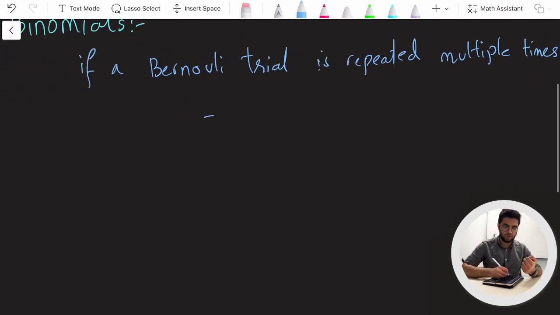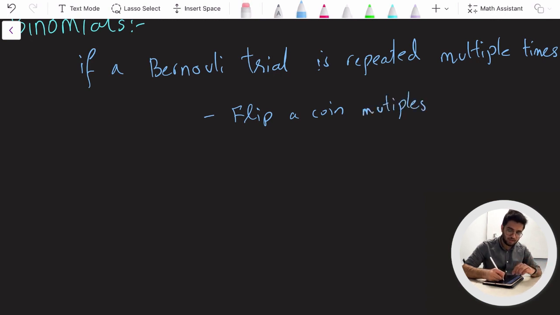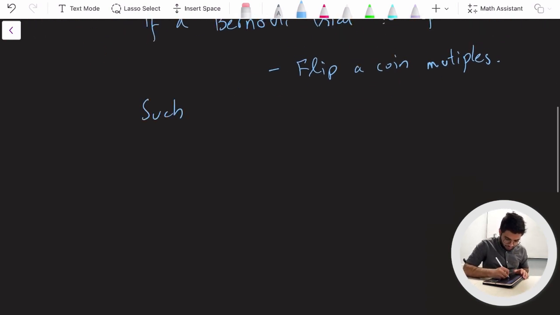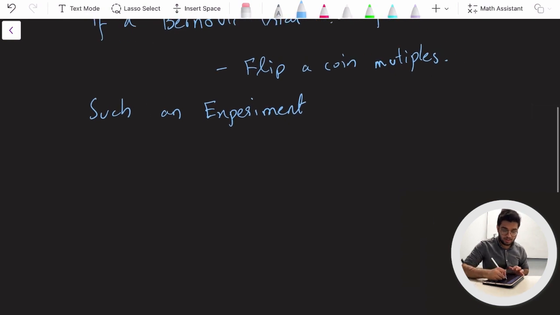For example, you flip a coin multiple times, or, looking at a previous example, swing a bat multiple times. Just stuff like that, nothing out of this world. So just doing the same thing multiple times. Such an experiment, where you do a Bernoulli multiple times, is a binomial experiment.